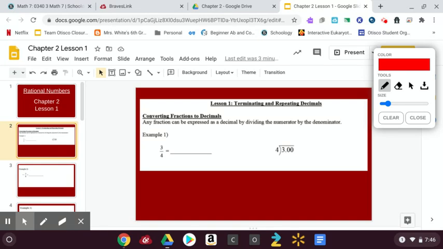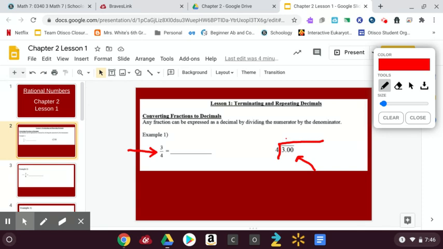So remember that this bar right here is a division bar. And so this is said 3 divided by 4. If you're dividing by 4, 4 is that divisor on the outside. The dividend is in the middle. That's what you're dividing. So 4 can't go into 3, so we need to annex a decimal point and a couple of zeros, maintaining that value of 3 wholes, and bring the decimal up and divide.